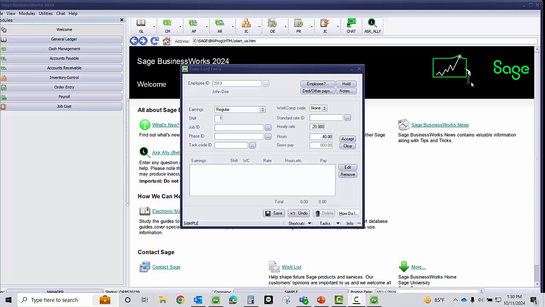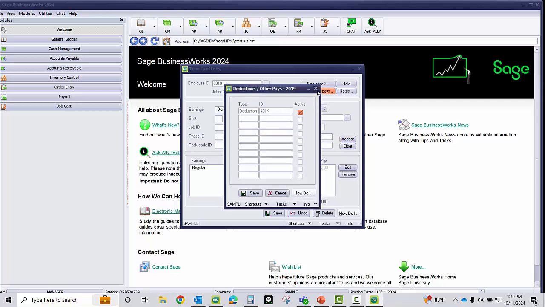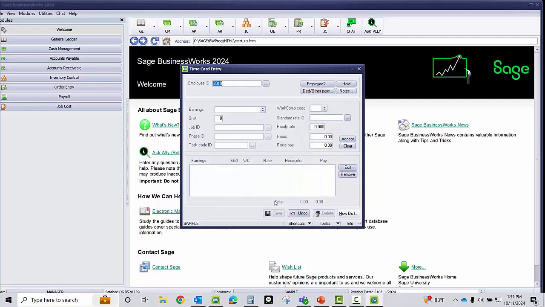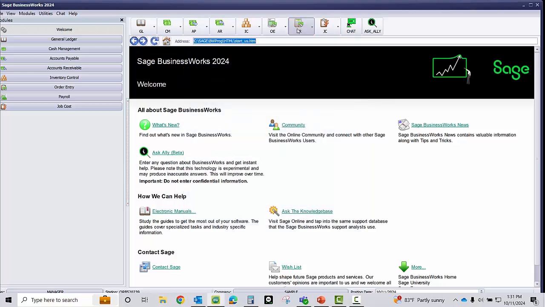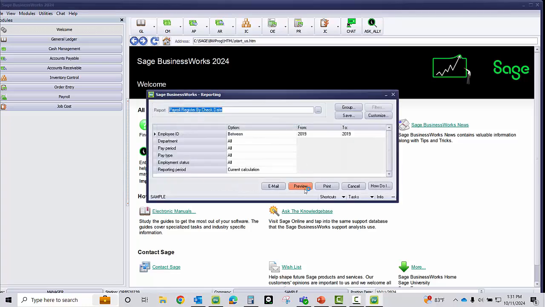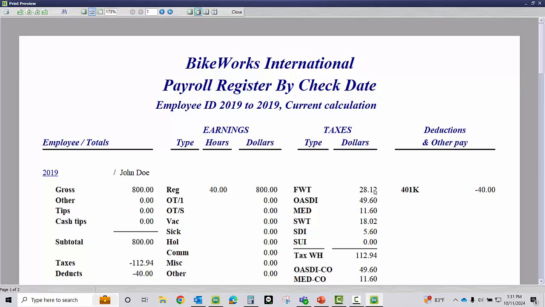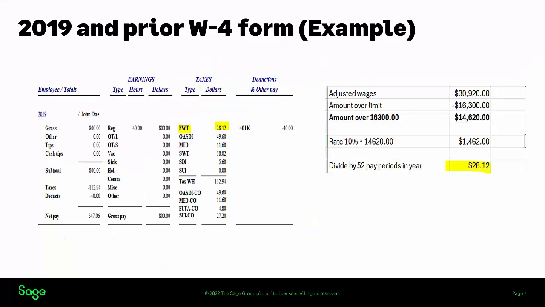Let's see how BusinessWorks calculated the tax. We have an employee worked 40 hours at $20 an hour for $800. Our employee also has a 401k, 5% of the gross. Save our time card and let's do our automatic payroll calculation. And then take a look at what BusinessWorks calculated for the federal withholding tax. And we can see the federal withholding tax is $28.12. That the tax calculated matches the formula exactly.